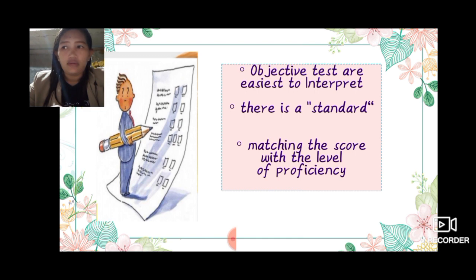Okay, so let's continue. Use of interpretation. Sometimes students are given a score that reflects their knowledge, skills, and performance. However, this is meaningless if such score is not interpreted. Objective tests are the easiest to interpret. By establishing a standard, the teacher is able to determine right away if a student passed the test.